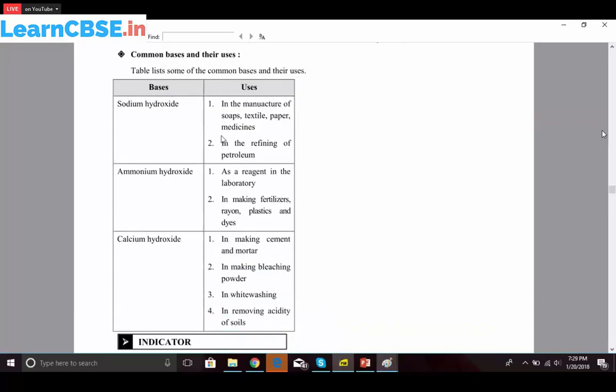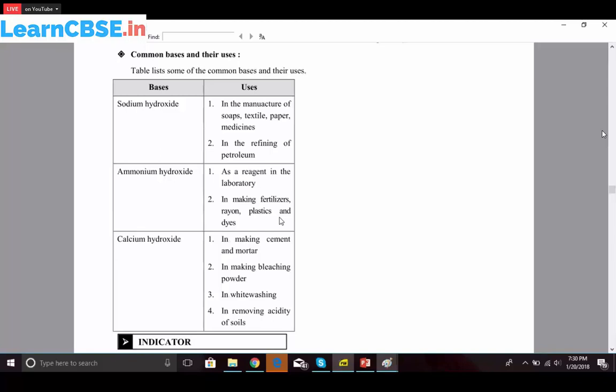Some of the common bases and their uses: sodium hydroxide, NaOH, is used in the manufacture of soaps, textiles, paper and medicine, and also in the refining of petroleum. Ammonium hydroxide is a very good reagent in the laboratory and is also used in making fertilizers, rayon, plastics and dyes.